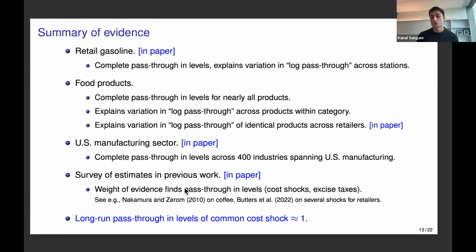In the paper, I go into a lot more detail looking at a bunch of other industries like retail gasoline, and then actually looking at the entire US manufacturing sector. Across these different environments and in previous work, it looks like the same statistic emerges repeatedly, which is that if you look at the pass-through in levels of these common input cost shocks to an industry, you repeatedly find what looks like complete pass-through in levels.